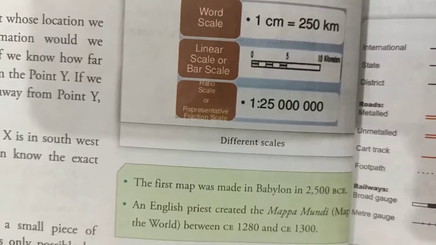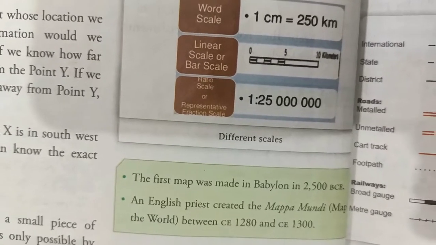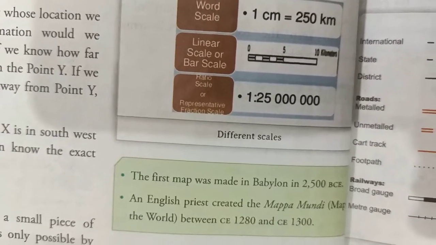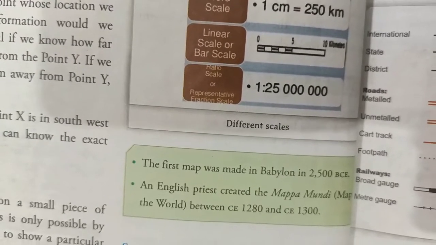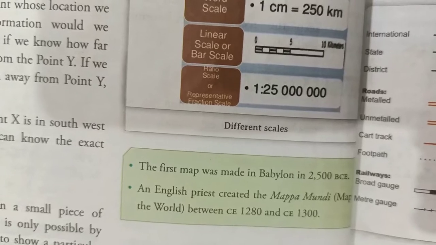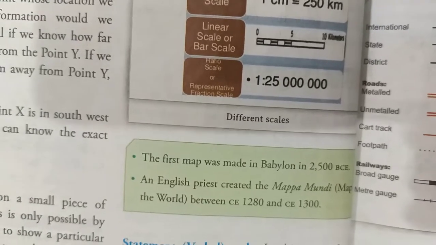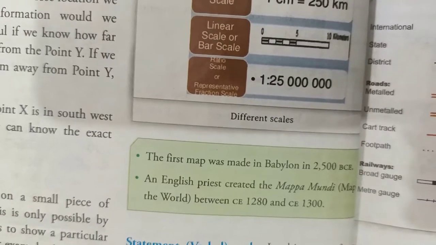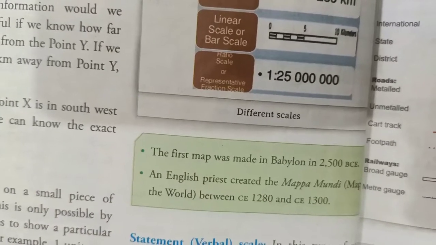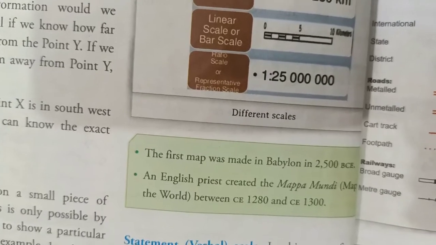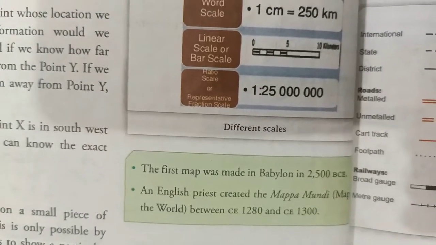Okay, so one is in the form of a statement, it is also known as verbal scale. Second is the linear scale, or it is also shown by a graduated line, it is also known as bar scale. And the third is shown in the form of fraction, and it is known as representative fraction. In short, it is known as RF.